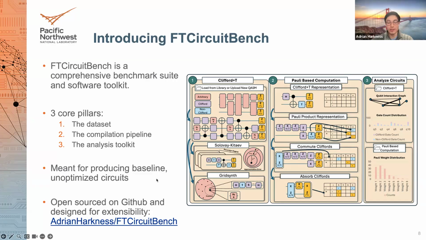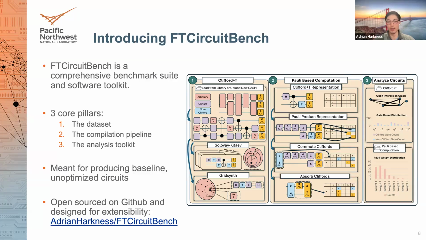Now, one philosophical approach we have for FTCircuitBench is that we're really not focused on optimizing along the way. I mentioned we have some included optimization passes, but this is just for PBC circuits at the very end, and it's really not meant to be ultra competitive. It's more just to compare other people's optimizers against. Instead, we're really trying to produce baseline circuits with level 0 optimization all along the way.